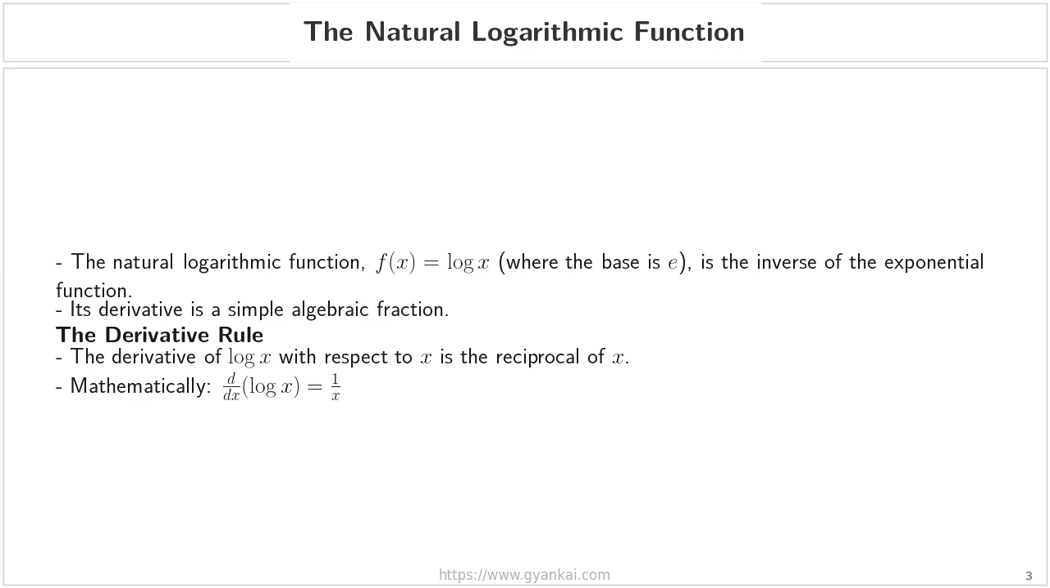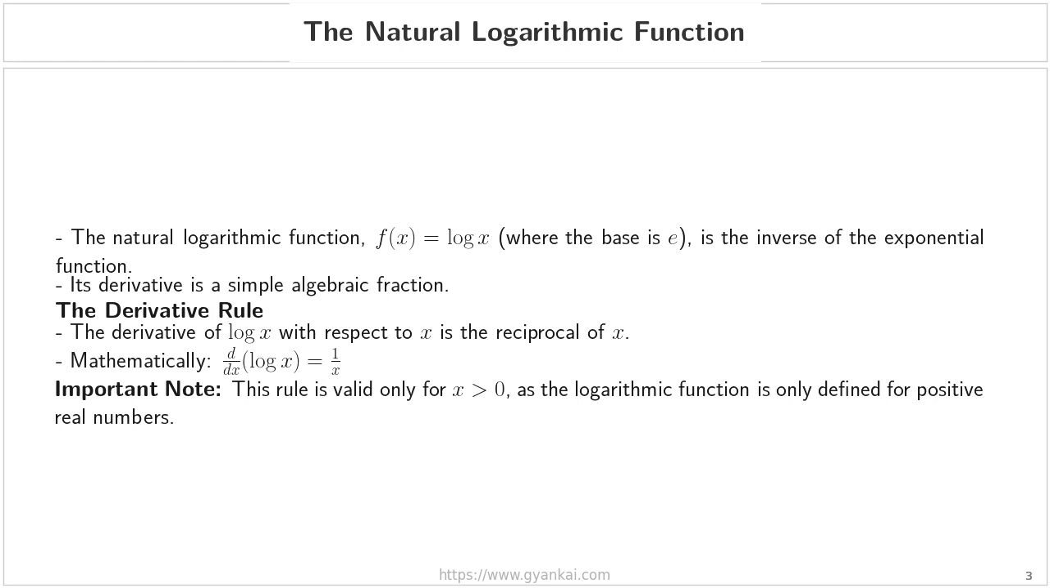The derivative of log x with respect to x is the reciprocal of x. To put this in mathematical terms, d dx of log x equals 1 over x. Before we proceed, please take note of an important restriction. This rule is valid only when x is greater than 0. This is because the logarithmic function is only defined for positive real numbers. You cannot take the log of 0 or a negative number.